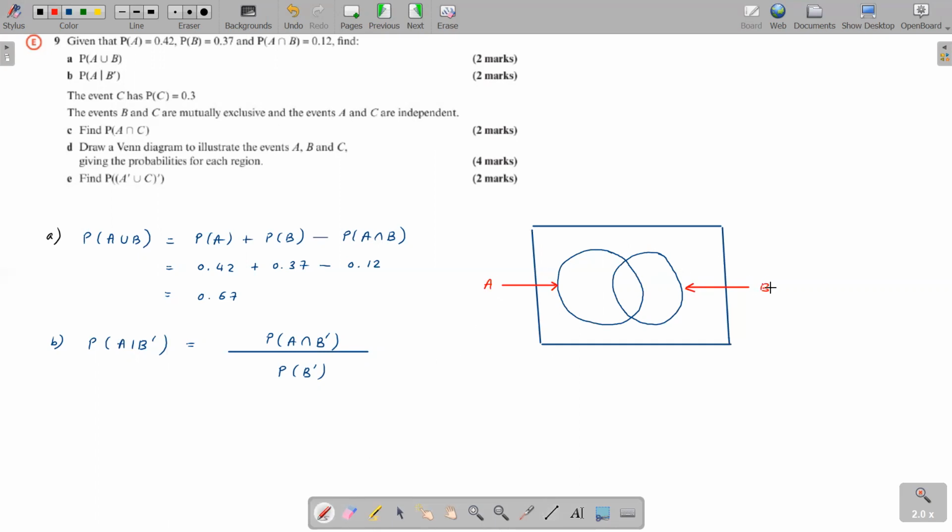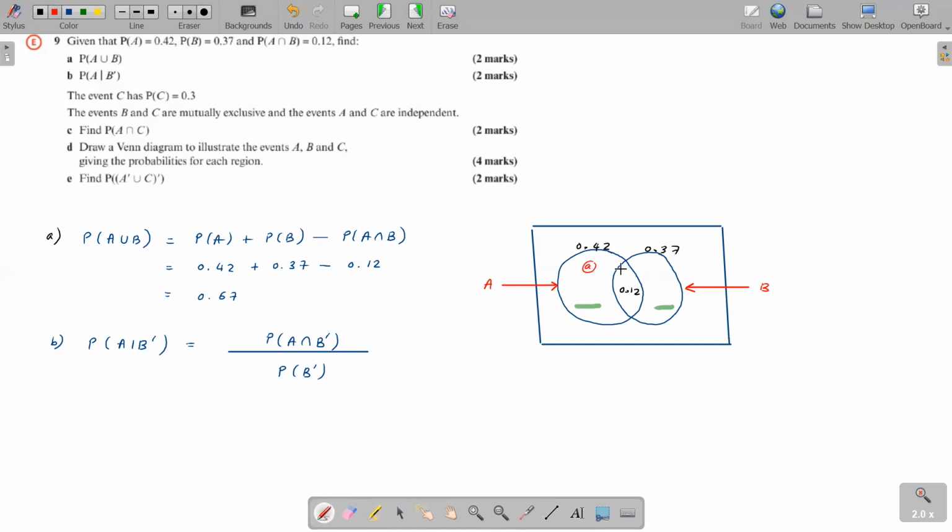This is A and B. Probability of A is 0.42. Probability of B is 0.37. Probability A intersection B is 0.12. So I think, guys, you can easily get the two values here. So what are these two values? Let's get these two regions.